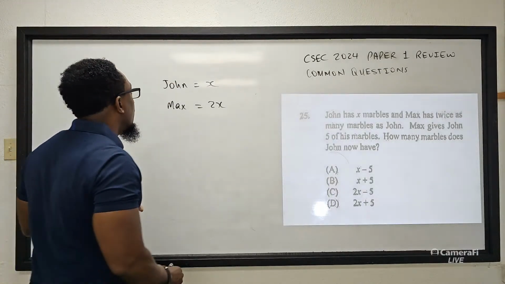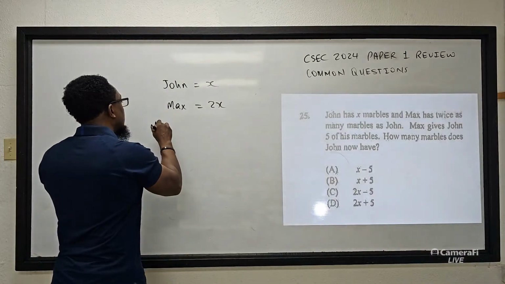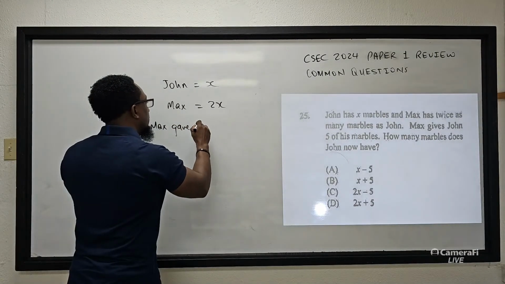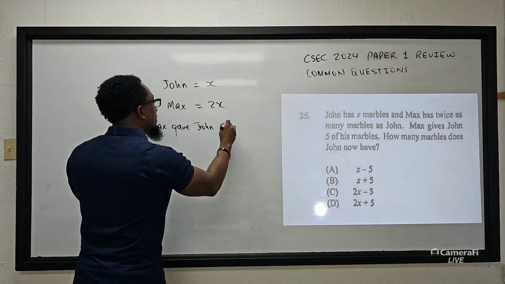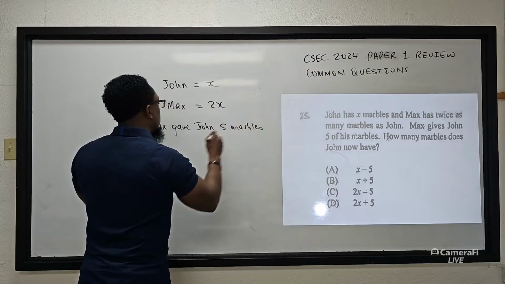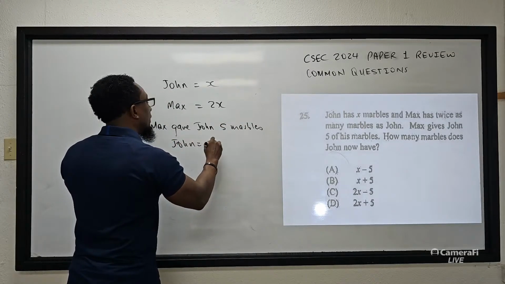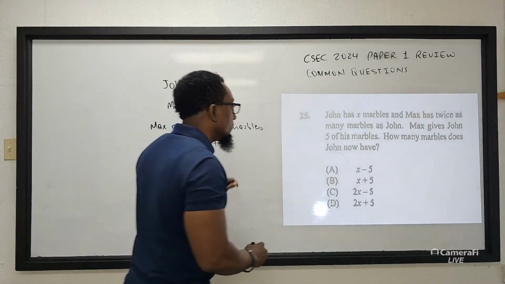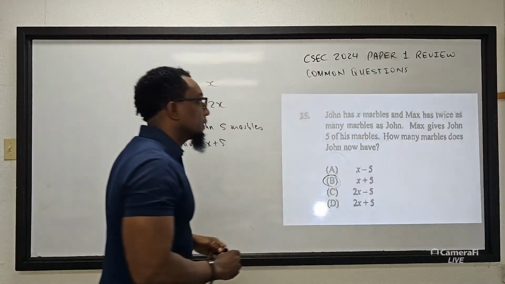Good? So if Max gave John 5 marbles, then John will have X plus 5. Yeah? So the answer for 25 is B.